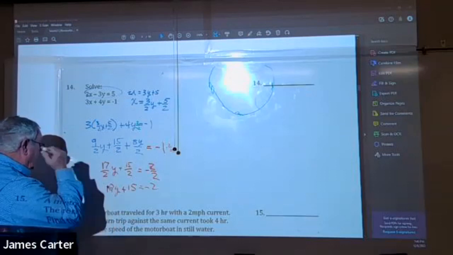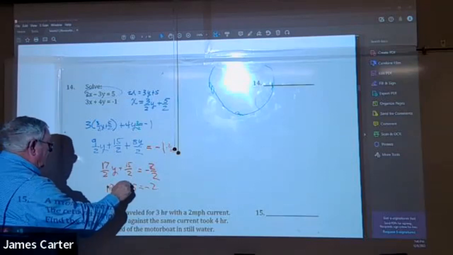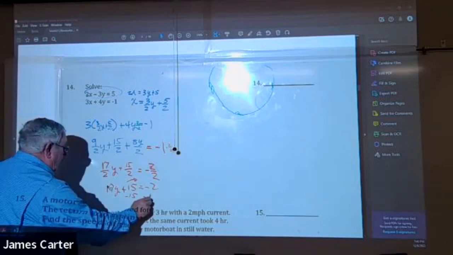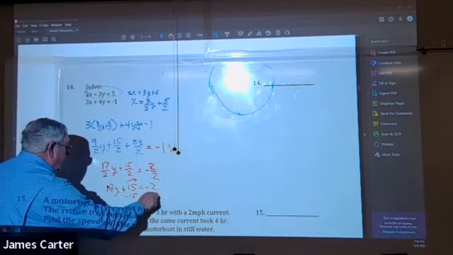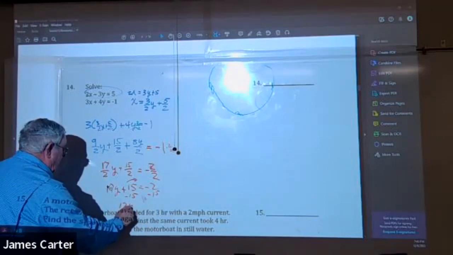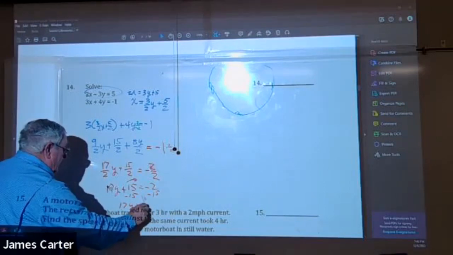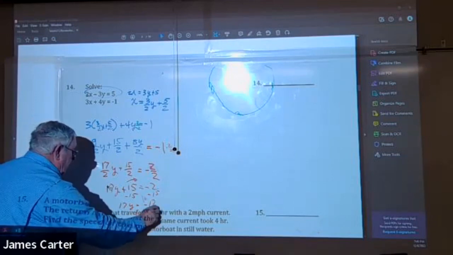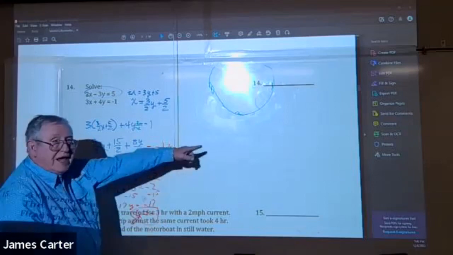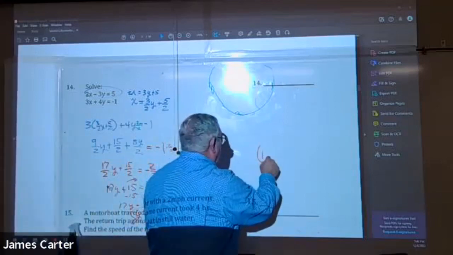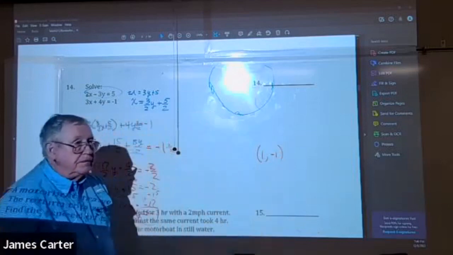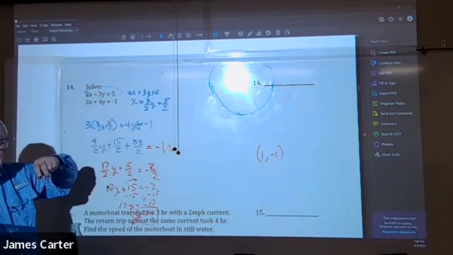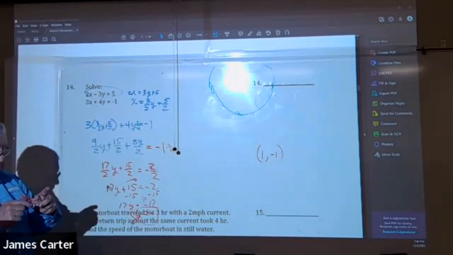Okay, so in this case, take the 15 over, minus 15 and minus 15. So I get 17y equals -17. Y equals -1. Same as we had before. Remember we had 1, -1. Now, do I need to take this -1 and put it back into either one of those for you?